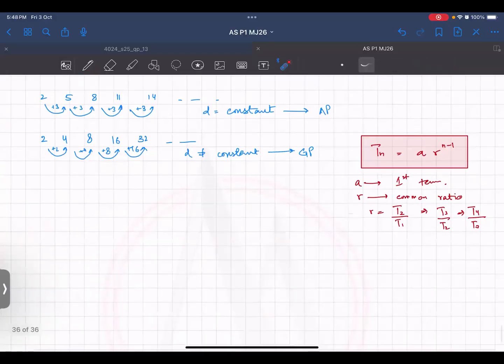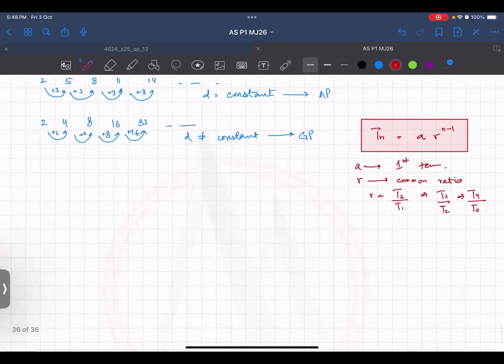For example, look over here in this case: 4 upon 2 is 2, 8 upon 4 is 2, 16 upon 8 is 2, 32 upon 16 is again 2. So right now in this case, your R is equal to 4 upon 2, or it can be 8 upon 4, or it can be 32 upon 16. It will be the same, which is coming out as 2. And your A is also 2. So the TN formula in this case, just replace them in the correct places: 2 multiplied by 2 to the power n minus 1.